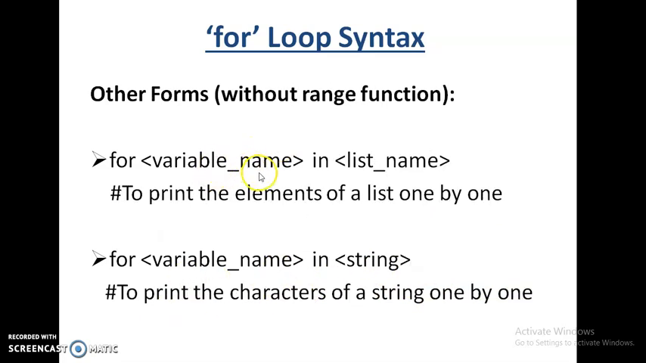We can use a for loop without the range function also in this way to print a list. To print the elements of a list one by one, by keeping the name of the list instead of range, and also we can give here a string instead of range to print the characters of the string one by one.